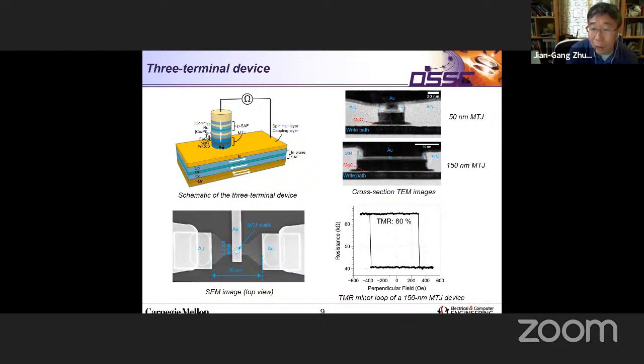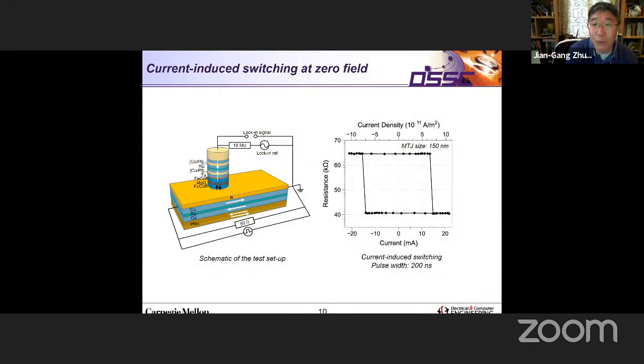Okay, so if you look at the field switching, you can see the MTJ we have at the device level. This is a 150 nanometer MTJ device, and it has about 60% TMR, right? So it's a nice switching, but this is field switching. Okay, so then what we did is hook up the MTJ to a lock-in amplifier to look at the MTJ resistance change, and the horizontal axis here is the current flowing in the bottom spin Hall structure, right?